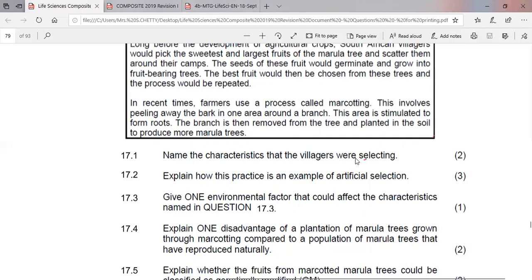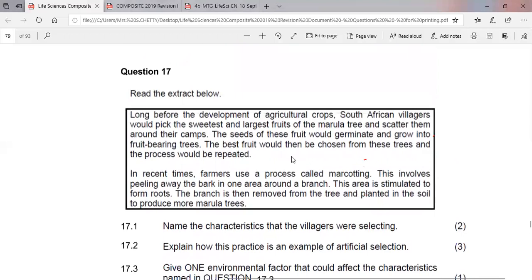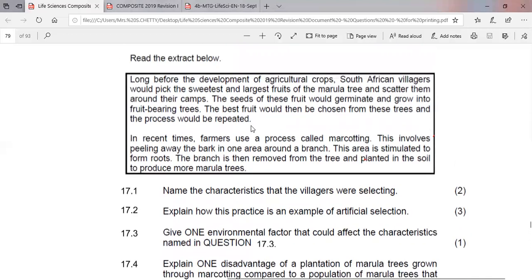Name the characteristic that the villagers were selecting. Of course, what type of fruit did they want? Sweetest and largest fruit. Name the characteristics. Explain how this is artificial selection, where humans do the selection, isn't that so? They chose fruit only from these trees. Are you with me? And spread out their seeds for them to germinate so they would now grow up and have the sweetest and largest fruit.